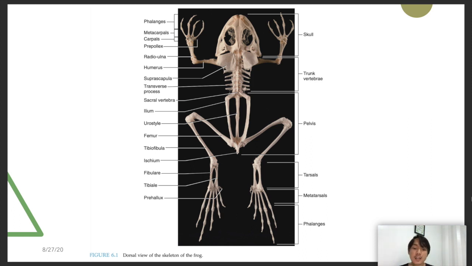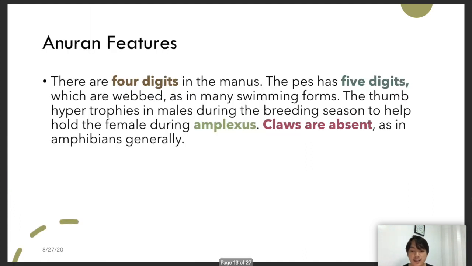There are 4 digits in the manus. See the manus, going back: 1, 2, 3, 4. We have also 5 for the pes. So the manus has 4 digits and the pes has 5 digits, webbed in many swimming forms. The thumb hypertrophies in males during the breeding season to help hold the female during amplexus. Amplexus is the process where the male is copulating with the female. So that's their breeding style.